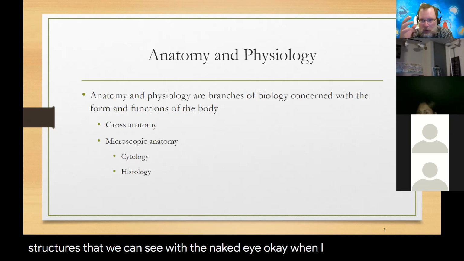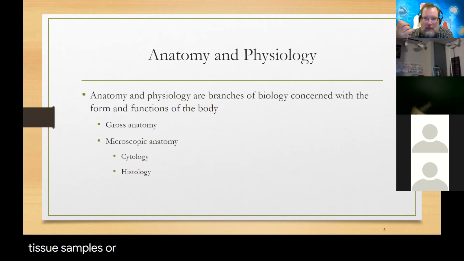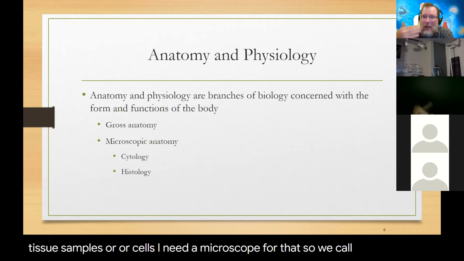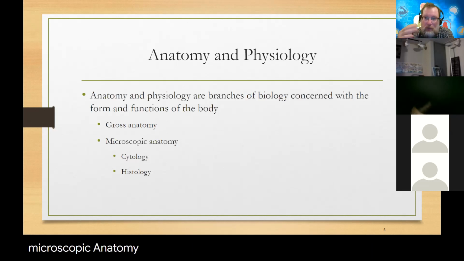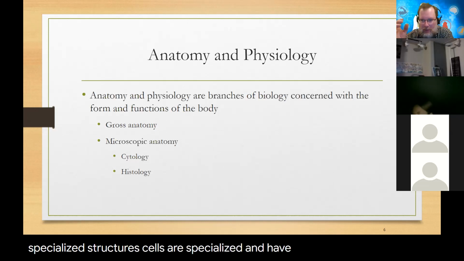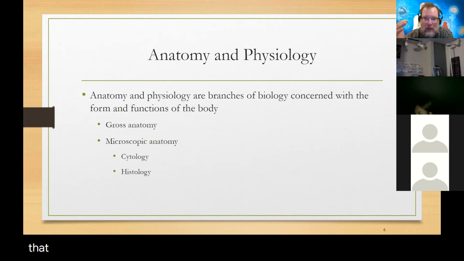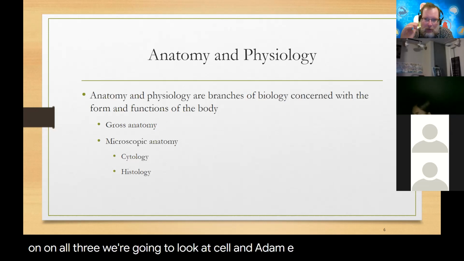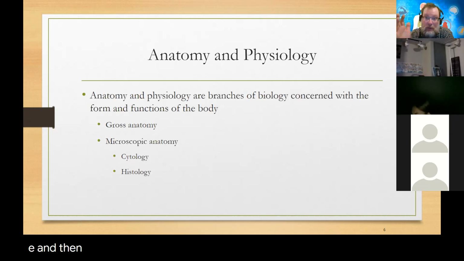When I'm looking at tissue samples or cells, I need a microscope for that. So we call that microscopic anatomy. Tissues have their own type and have specialized structures. Cells are specialized and have specific structures. We call that microanatomy, or microscopic anatomy. So we're going to focus on all three. We're going to look at cell anatomy, we'll look at tissue anatomy, and then we'll certainly look at organ or gross anatomy, or macro scale.